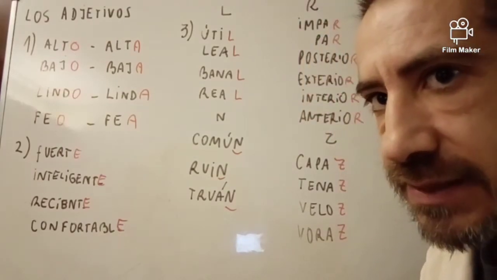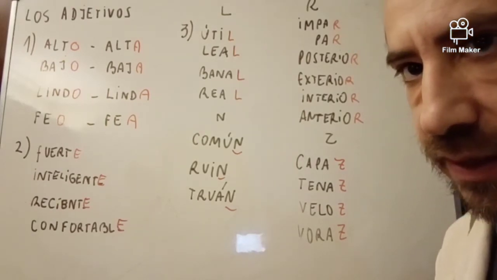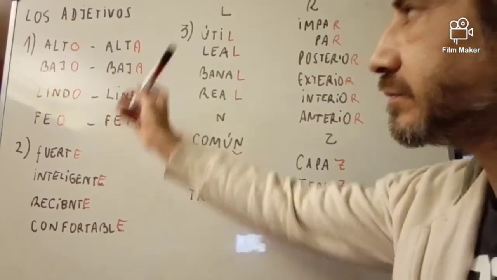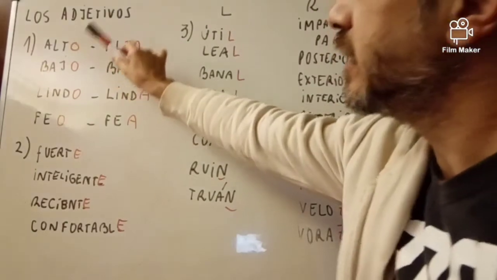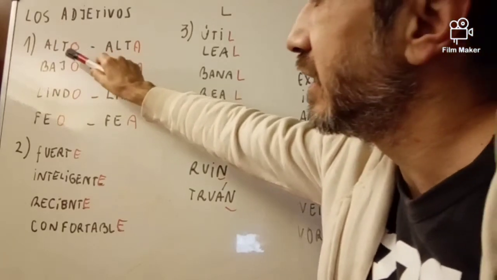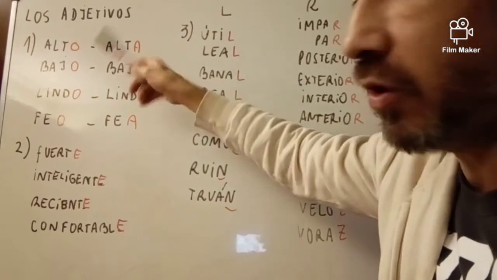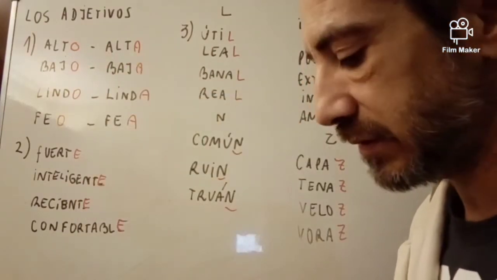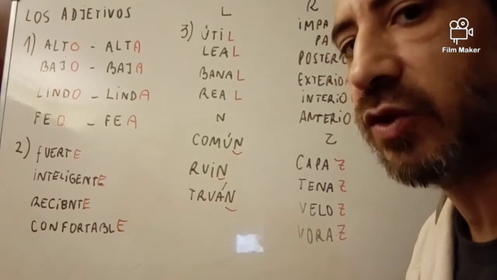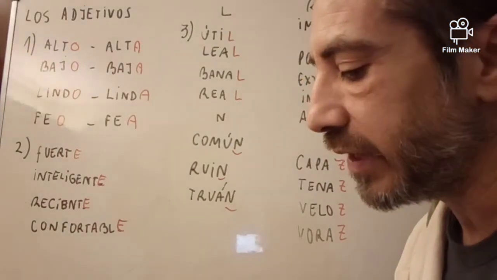We have three classes of adjectives in Spanish. The first are the ones with the typical masculine and feminine endings, O and A. You'll find them like that. Alto, tall; alta, tall for women, or for common nouns that are feminine. Tower, torre, is feminine: la torre alta, the high tower.